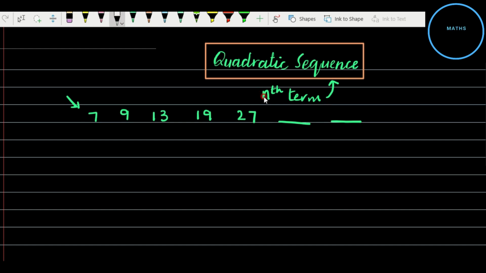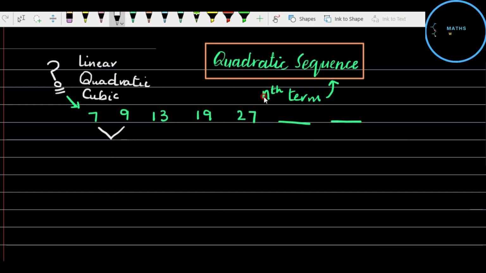What does it mean? It means we need to know whether the given sequence is a linear sequence, a quadratic sequence, or a cubic sequence. How do we know the type of the sequence? Pretty simple. If we find the difference of a sequence, that is called a common difference, right?